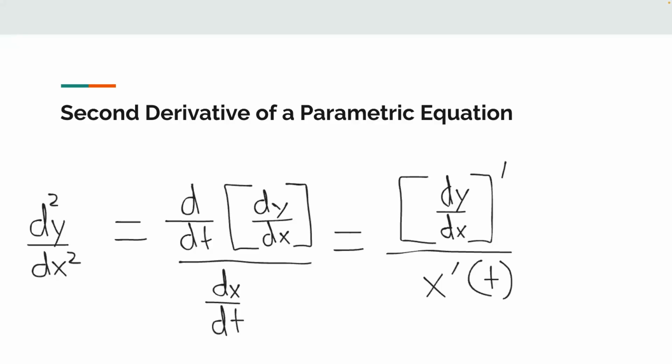Okay, how do you find the second derivative of a parametric equation? So essentially you just find the derivative of the first derivative with respect to t, and divide that by the derivative dx/dt. When you find the first derivative, you'll have dx/dt already stored. You can just use that same dx/dt. And yeah, that's it.